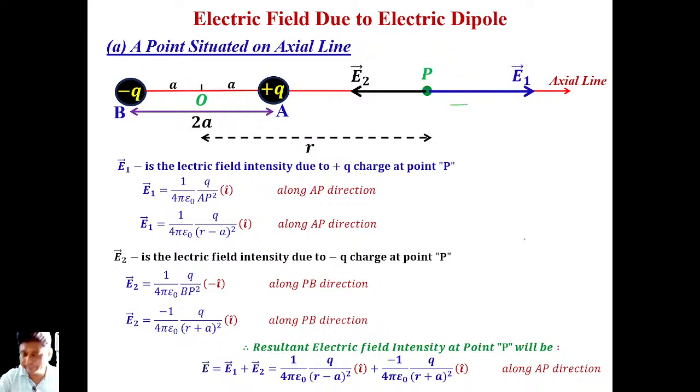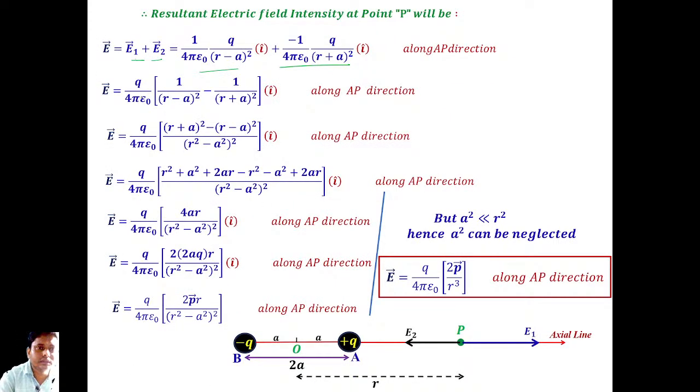Okay. Now we are going to simplify this addition: q by 4 pi epsilon 0 taken outside, 1 by (r minus a) square minus 1 by (r plus a) square, I cap. So you just simplify, it is very simple simplification. So we get 4ar by (r square minus a square) whole square. Here you can see (r minus a) square into (r plus a) square will be (r square minus a square) whole square.